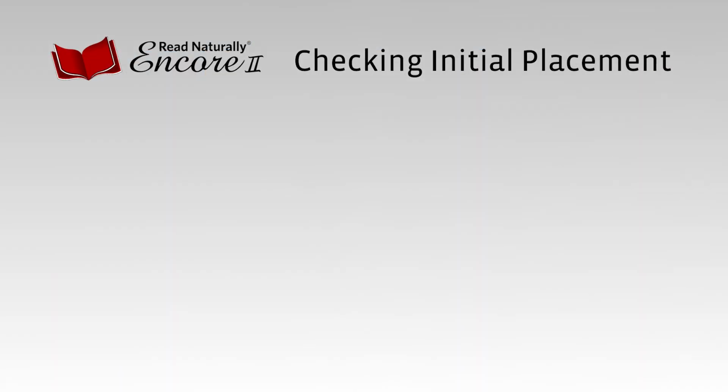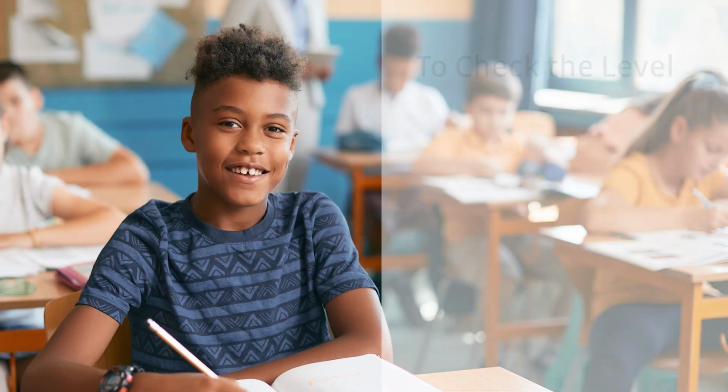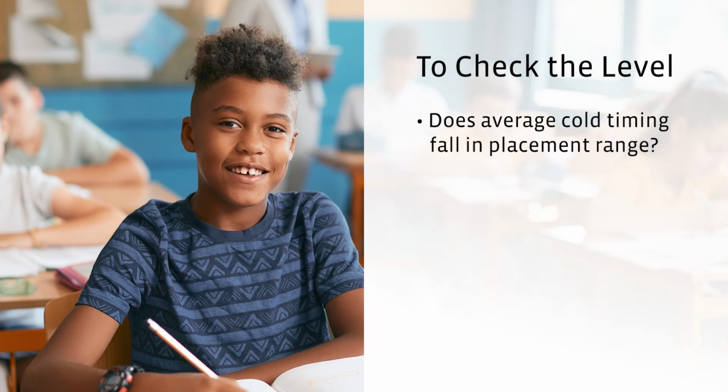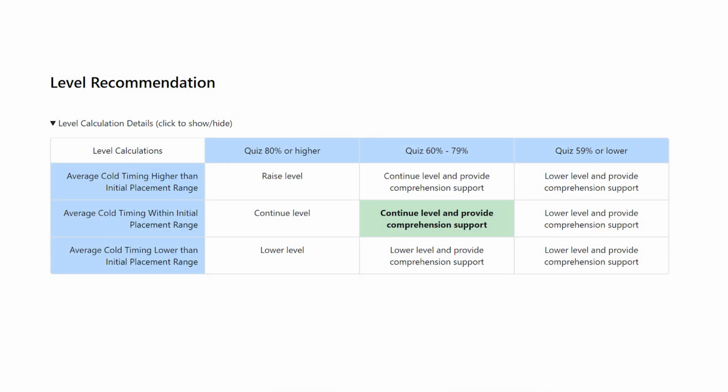When checking initial placement, first check whether the level is appropriate, and then, if necessary, check the goal. To see if the level is appropriate, ask, does the average cold timing score fall within the initial placement range for the level? And did the student answer at least 60% of the quiz questions correctly? With the answers to these questions, Ms. Wells can use this table from the calculator to understand the recommendation.